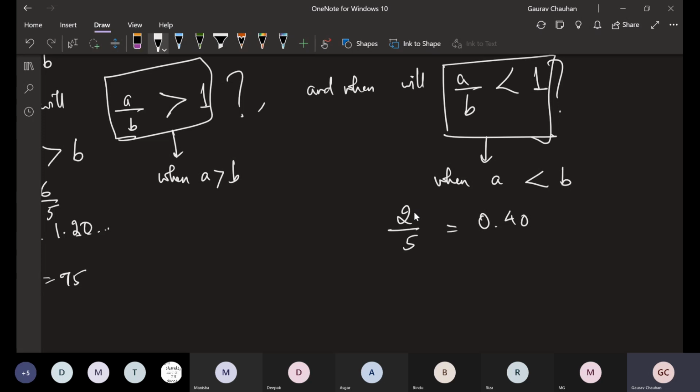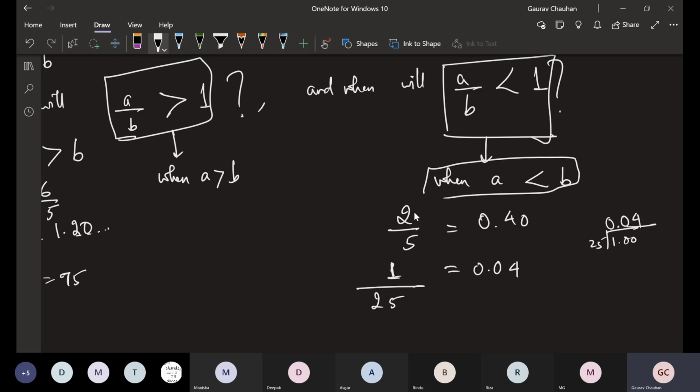You take any fraction, 1 by 200, or let's take a simpler one, 1 by 25. 1 by 25 is 1.00 by 25, you will get 0.04. It does not matter, my numerator is lesser. If my numerator is lesser than the denominator, then my fraction is between 0 and 1.